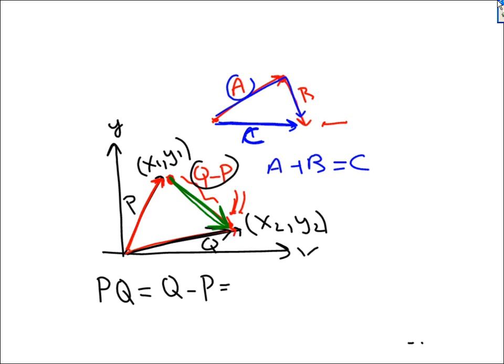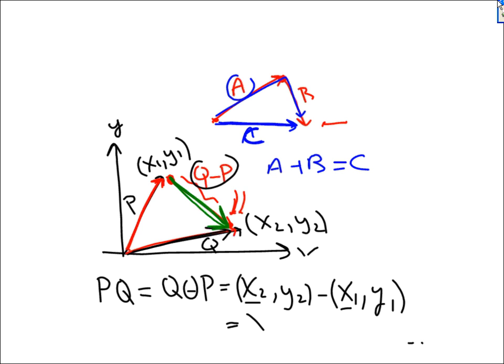For Q is x2, y2 minus, and P is x1, y1. You subtract the first components, you get x2 minus x1. You subtract the y components, you get y2 minus y1. That is what PQ is.